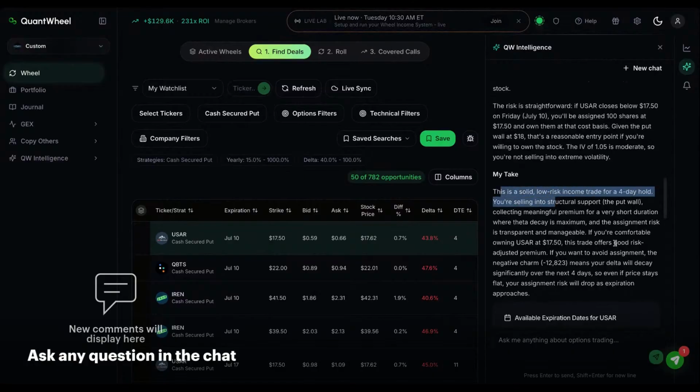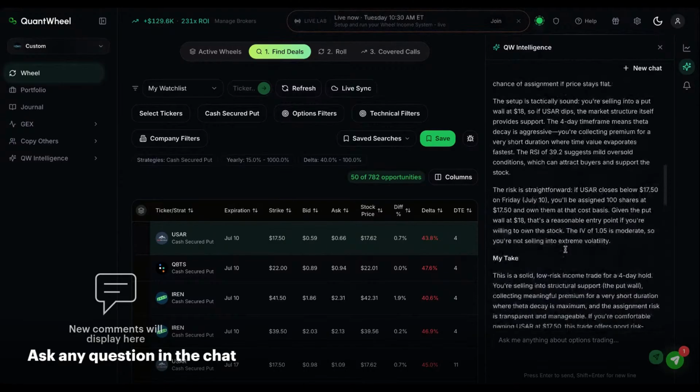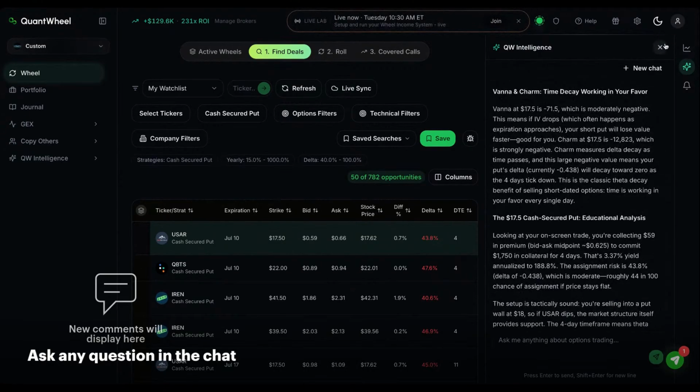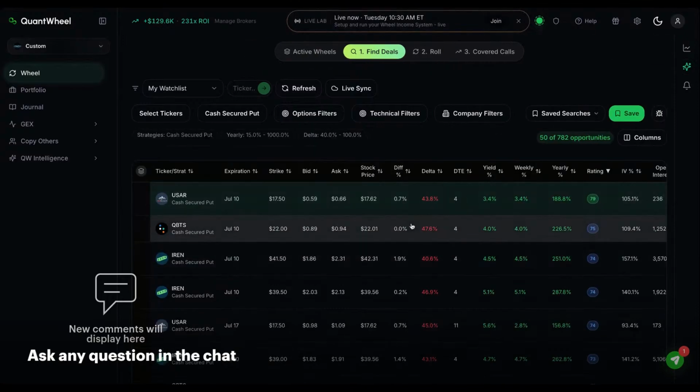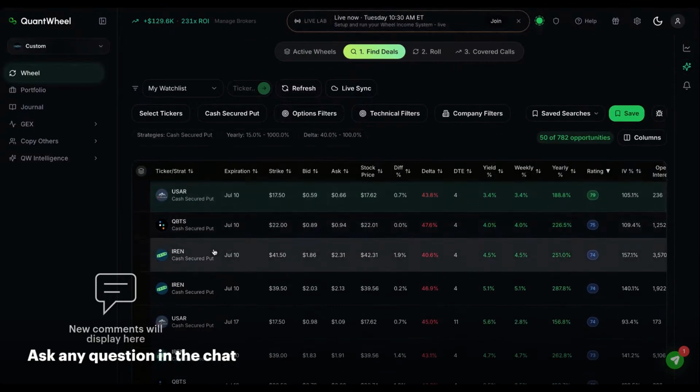Solid low risk income trade for a 4-day hold, selling into a structural support, the put wall, and meaningful premium for a very short duration. So yeah, I think it's exactly what we thought. This might be a good play as well. I think QBTS has huge volatility right now, and I personally like that.